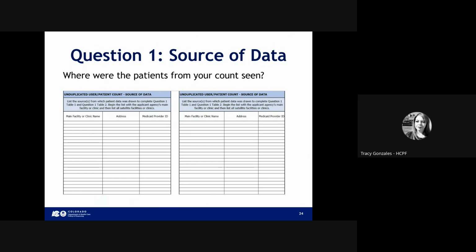And this is important because if you're selected for an audit, the audit team will be tying the data that you submit to the audit team back to the data you submitted with your application. So if the data that the audit team receives says that you saw John Doe at Sunnyside Clinic, and then they take a look at your application data and they do not see Sunnyside Clinic listed on this source of data sheet, then that of course would be a finding. So please make sure that this is filled out.